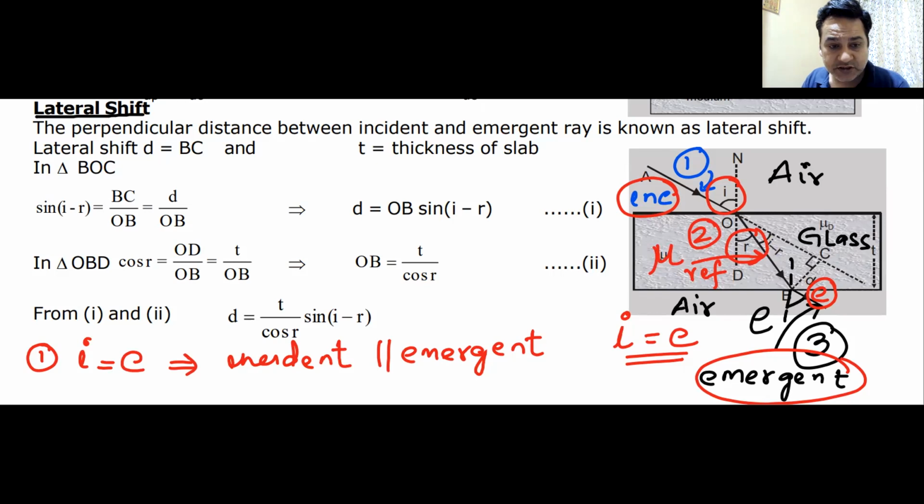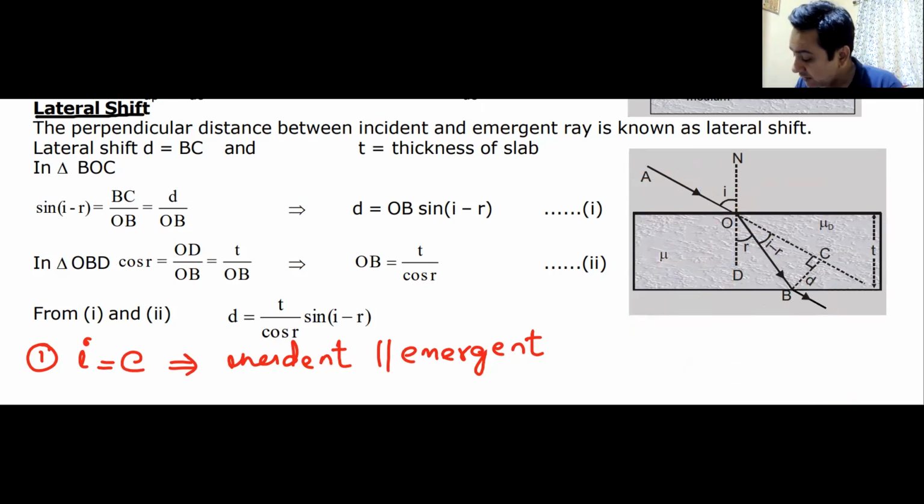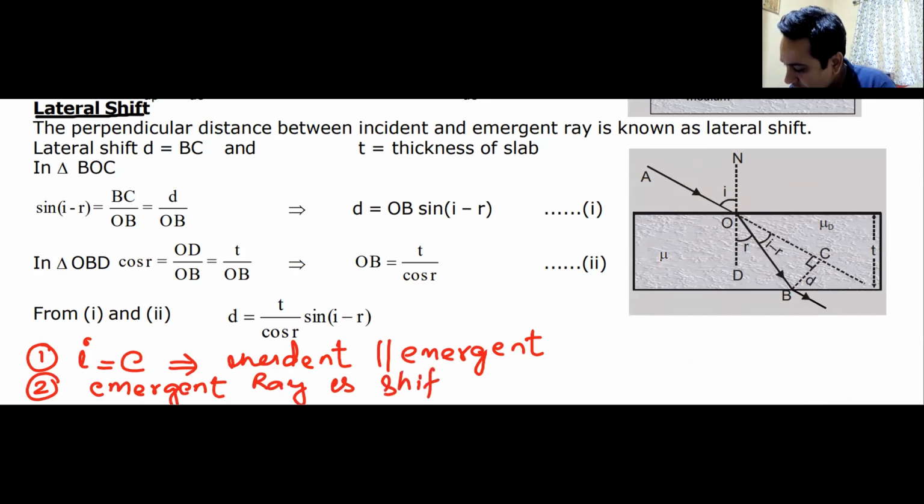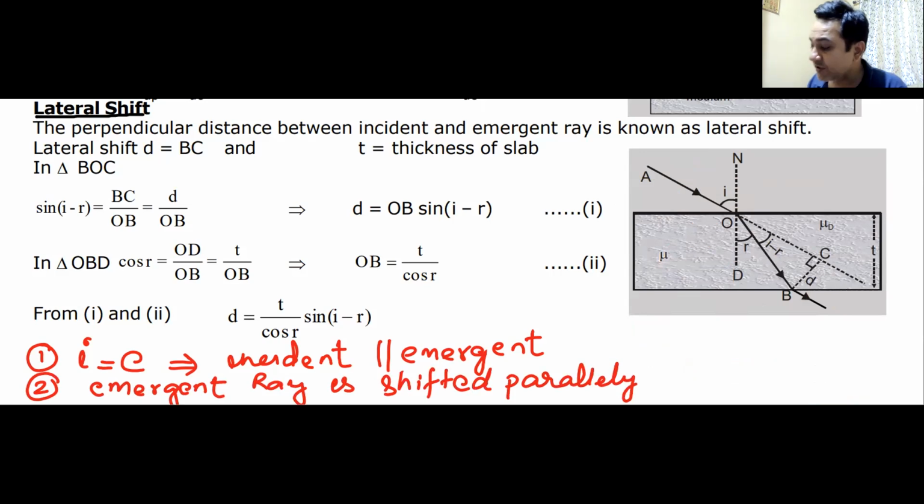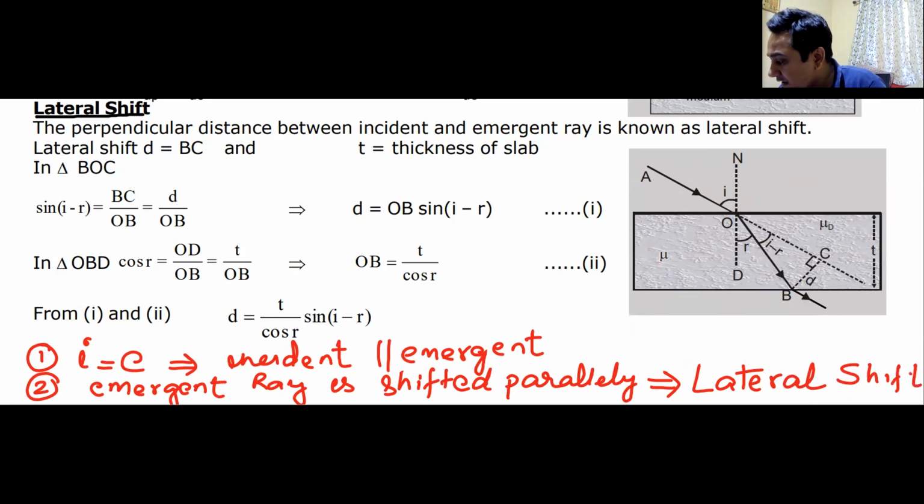Now, once you have understood this, the second thing that you got to understand is that the emergent ray is shifted parallelly. The emergent ray is shifted parallelly, and this shift is known as lateral shift. The only thing that happens is that the emergent ray shifts parallelly, and this shift is known as lateral shift. This is the heading of this. The lateral shift is nothing but the shifting of the emergent ray. Do we understand this?